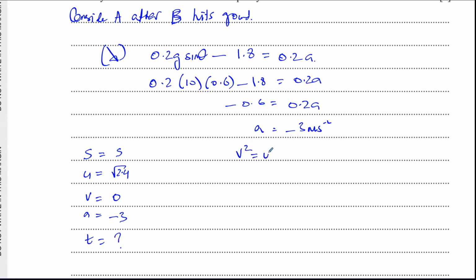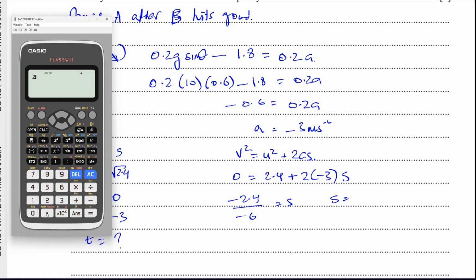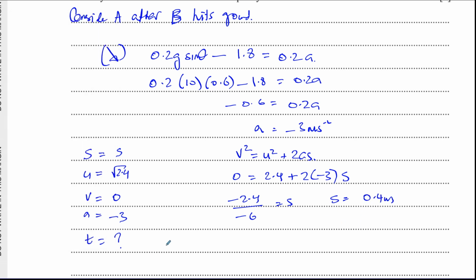Again, we can use v squared equals u squared plus 2as. We know v is 0. So this is going to be 2.4, because when you square the root of 2.4, you get 2.4. That's why I left it in that form, so it's more exact. Plus 2 times acceleration, which is minus 3, times s, which is what we have to find. So minus 2.4 over minus 6 equals s. So s is 2.4 divided by 6, which gives you 0.4 meters. So therefore, the total distance moved.